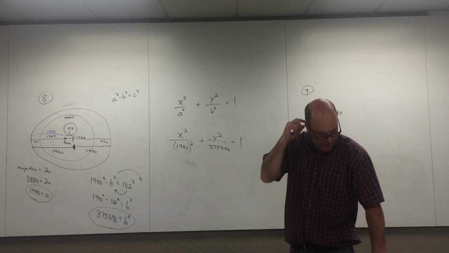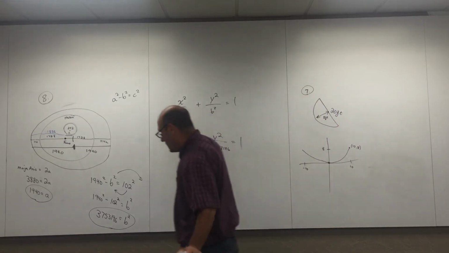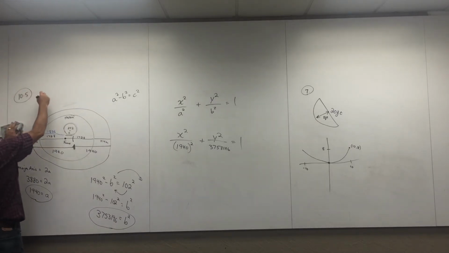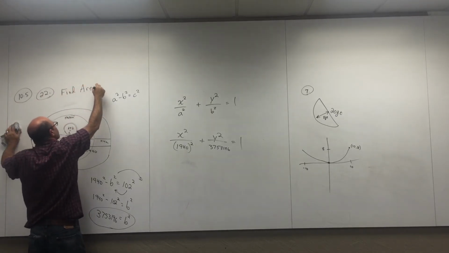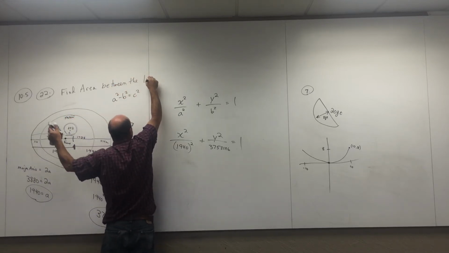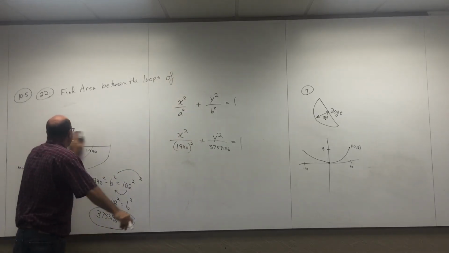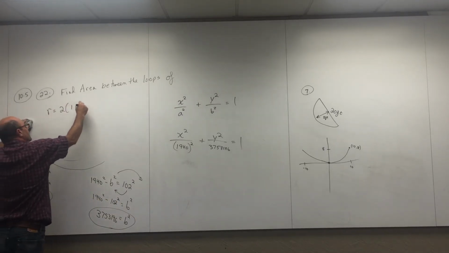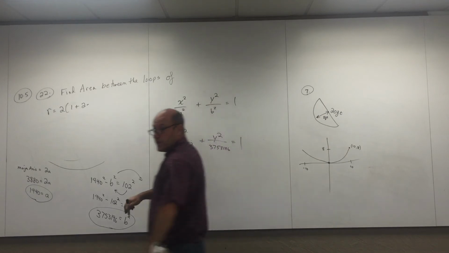I want to do this problem out of the book. It's 22. I'm jumping up to 10.5. And it's 22. And it says this, because this will help you with one of yours. It says find the area between the loops. So back to area and polar coordinates for a second. Find the area between the loops of r equals 2, 1 plus 2 cos. What did this say? Sine theta. 1 plus 2 sine theta.